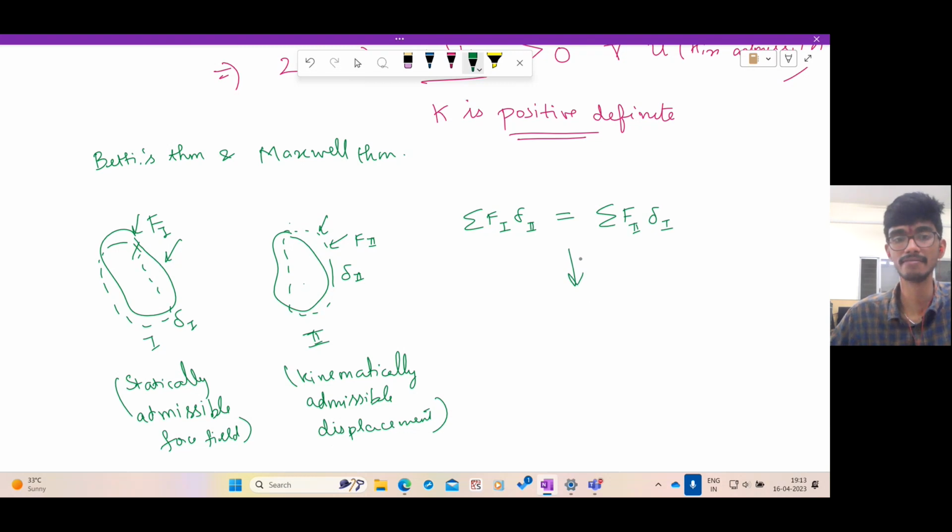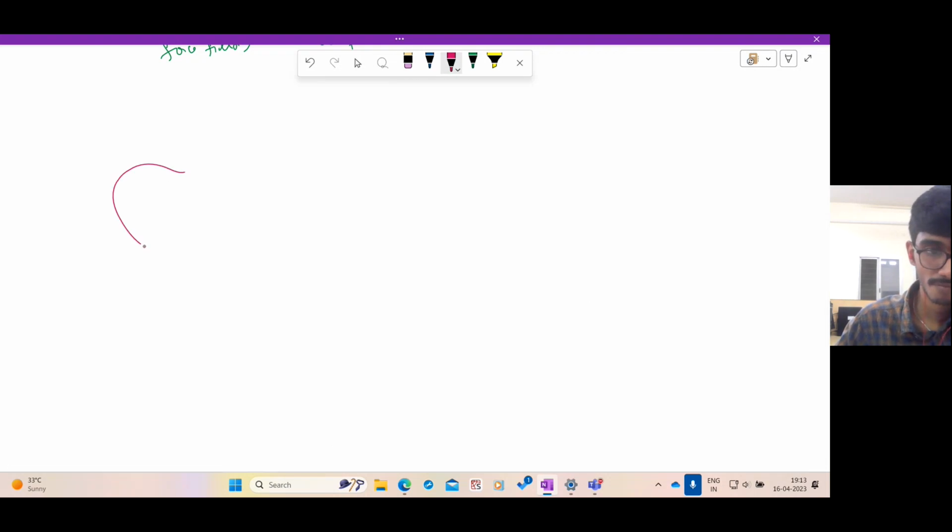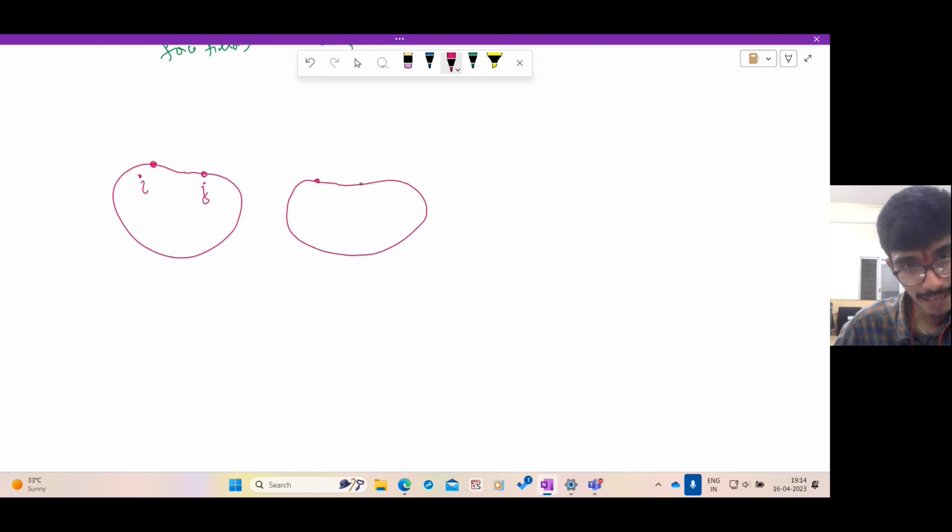If you simplify this further, when only one force is acting, you get that the flexibility coefficients are equal. So you get Fij is equal to Fji. But how does the theorem actually arise? Let us see, by a simple case. Let us consider a body like this, and let us consider just two points on the body. Let this point be I, this be J. So it's the same body, so you have the node I and the node J.